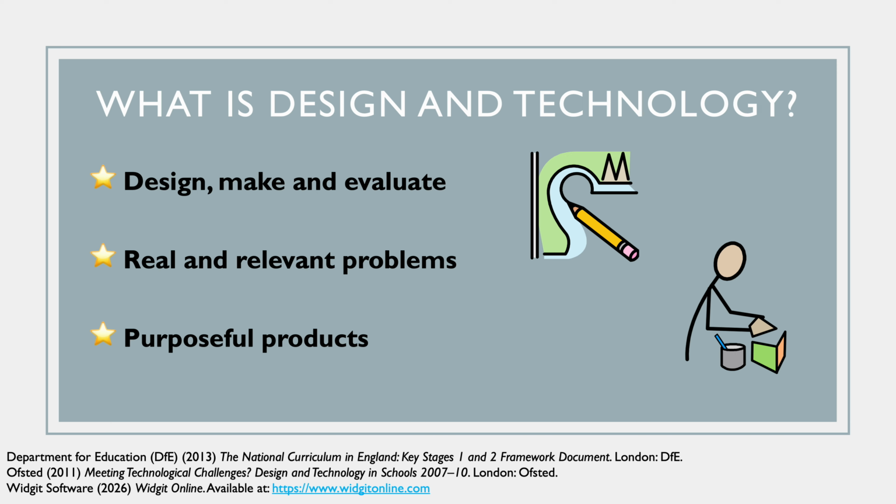At the centre of the subject is the process of design, make, and create, which allows pupils to generate ideas, create products, and reflect on their effectiveness. In a report by Ofsted in 2011, design and technology is described as a subject that develops pupils' ability to design purposeful products and understand how they function in the real world. This shows that D&T is both a practical and intellectual subject, combining creativity with critical thinking.